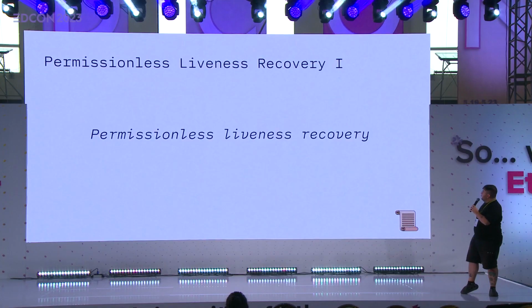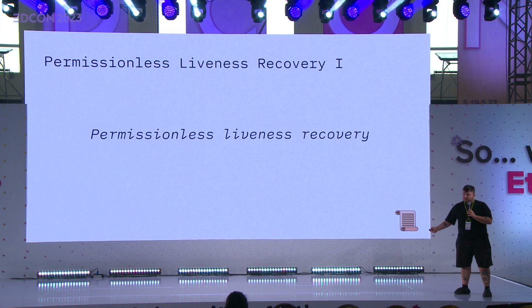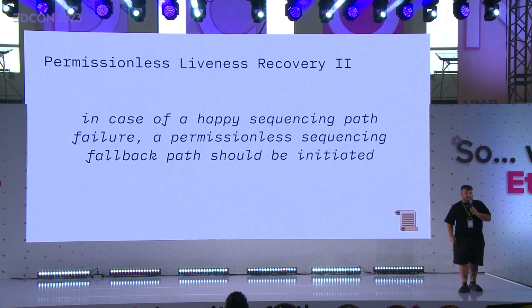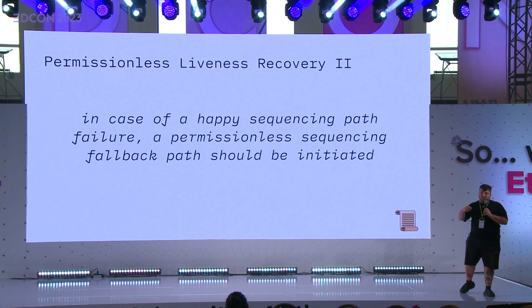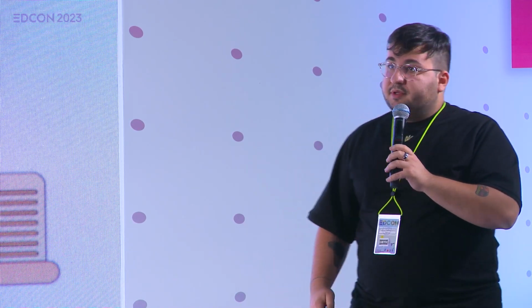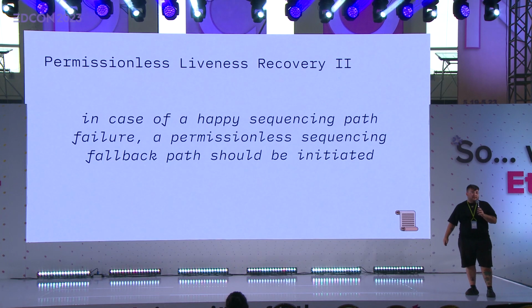And finally, we have permissionless liveness recovery. What that means is, in a lot of cases, a rollup will adopt its own consensus mechanism. For example, it will run BFT or some other form of consensus mechanism that will allow it to have faster confirmation times than the underlying layer. But the disadvantage is that in a lot of cases, those consensus mechanisms are permissioned. For example, if you use Tendermint, you can only have a few hundred validators participating in the consensus.